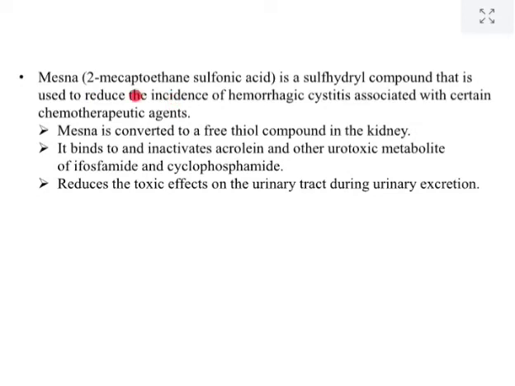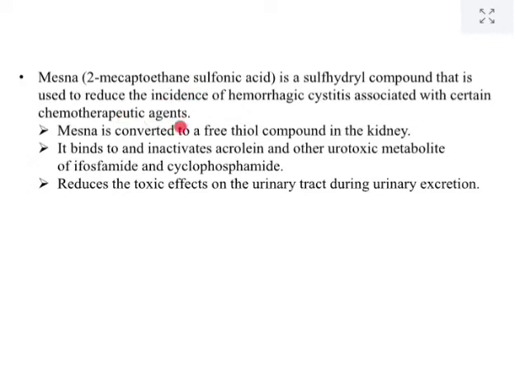So this is what I was just going back for us to see. Mesna is 2-mercaptoethane sulfonic acid. You have the CH2CH2SO3 on the other side, and it's a sulfhydryl compound that is used to reduce the incidence of hemorrhagic cystitis associated with certain chemotherapeutic agents. We have ifosfamide and also cyclophosphamide as examples.